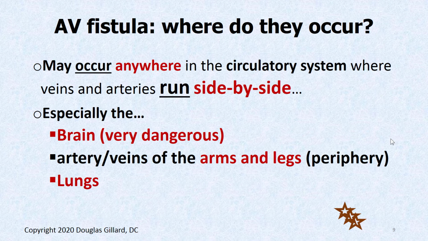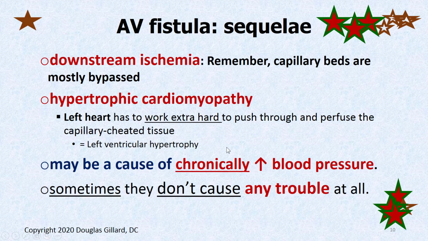They can occur in the lungs. When they occur in the brain, it's given a special name. It's called the AVM. So we'll see that here in a second. So what's the sequelae, or what's the outcome of AV fistula?